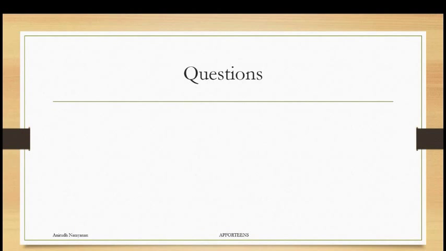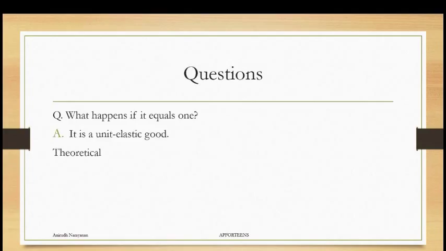Two questions may come forth. One of them might be, what happens if your answer equals 1? Well, if your answer becomes 1, the answer is now a unit elastic good. Now these are going to be typically theoretical, as a good would have to be on the border of being a necessity and a luxury, which would be pretty difficult.